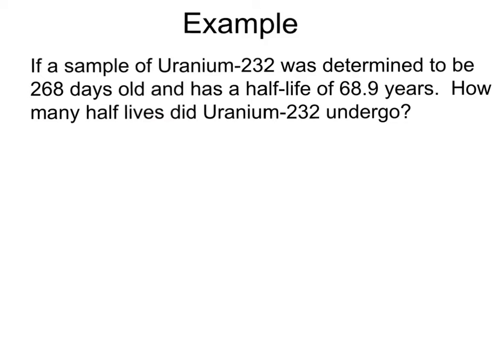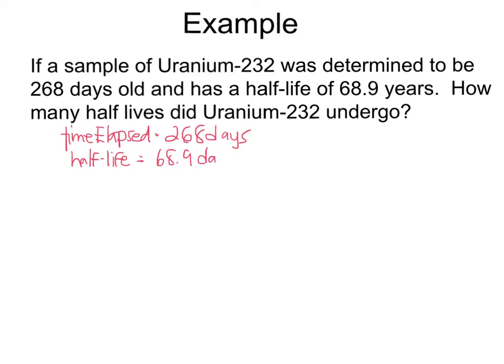In all of the examples that we're going to be going over, I like to use the problem-solving method. So the first step is always writing down what is given to you. It's given to me how much time has elapsed, or how old the element is, and that is 268 days. The other piece of information given to us is the half-life, and that is 68.9 days. That's the only information with numbers that's given to us. So we now need to know, what are we looking for? We are looking for n, the number of half-lives.